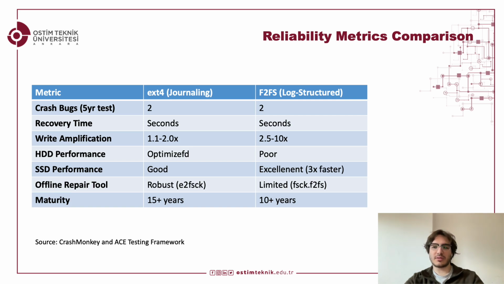In write amplification, Ext4 has a clear advantage, 1.122 times versus 2.5 times to 10 times in F2FS, directly affecting SSD lifespan. In HDD performance, Ext4 is optimized for it, while F2FS performs poorly due to random reads. On SSDs, F2FS can be up to 3 times faster. In online reliability, Ext4 is much more powerful and reliable.